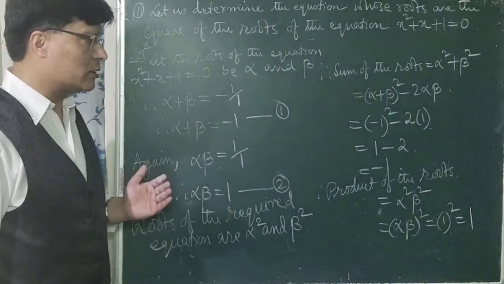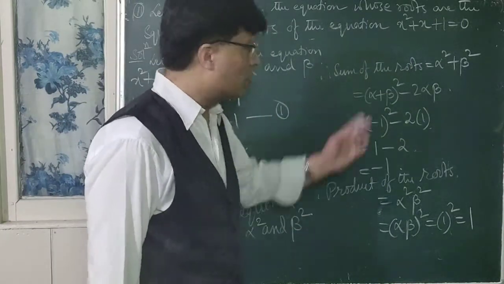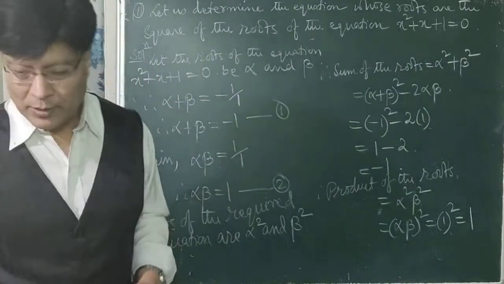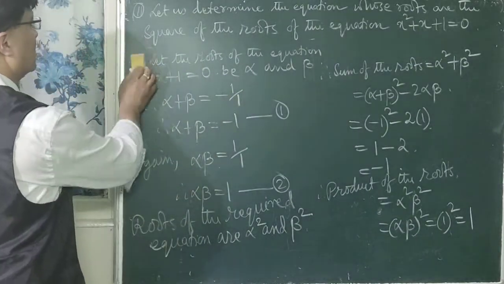So we have got both the sum of the roots as well as the product of the roots. The sum of the roots is equal to minus 1, and the product of the roots is equal to 1. So let us find out the required quadratic equation.